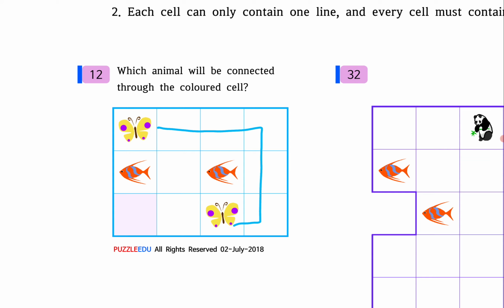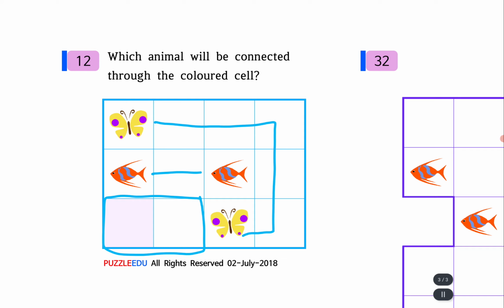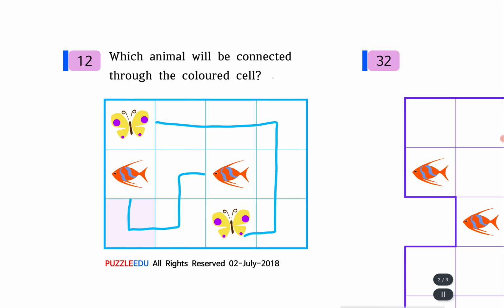All right. Now for the fish, if we want to connect the fish, we can do so like this. But if we do that, then we connected all the animal pairs, but we haven't used up all the cells, right? Remember, rule number 2 is that each cell can only contain one line, and that every cell must contain a line. Okay? So if we do this, then these two cells won't have lines, and that won't work. So we know that the fish connection must extend down here and then up, just like that. So which animal will be connected through the colored cell? Well, it's the fish, right?